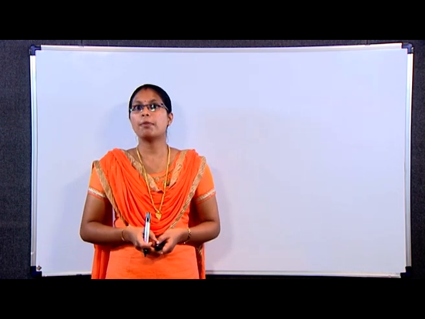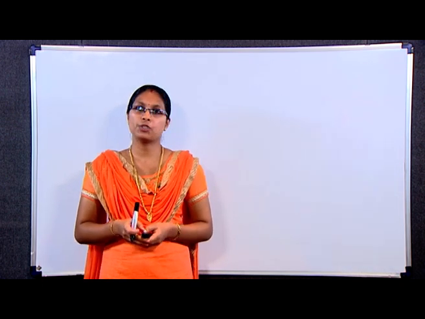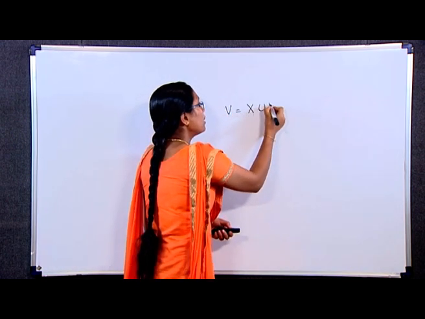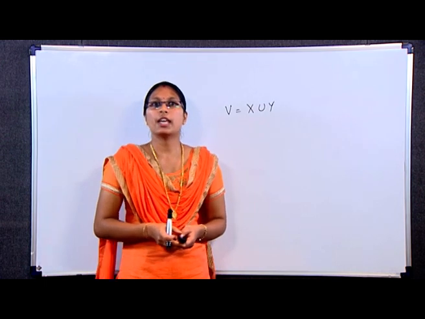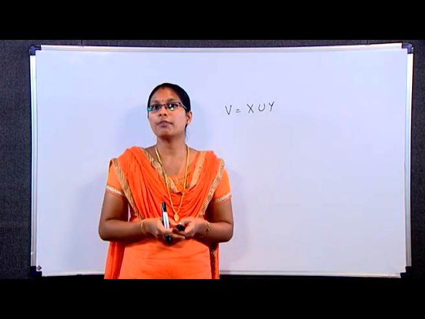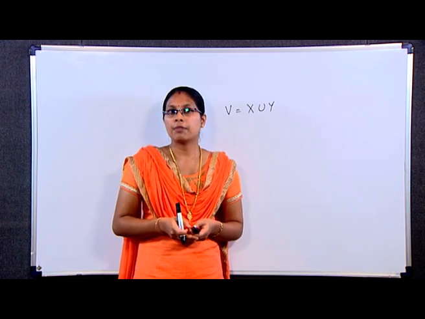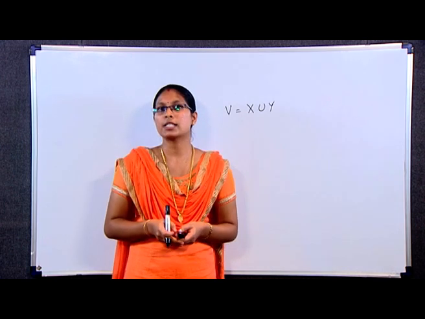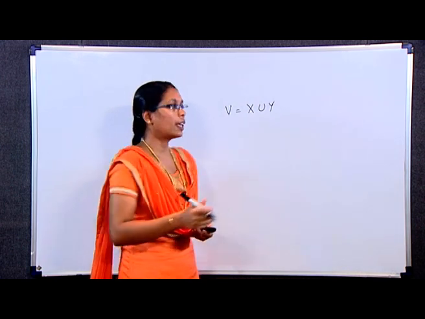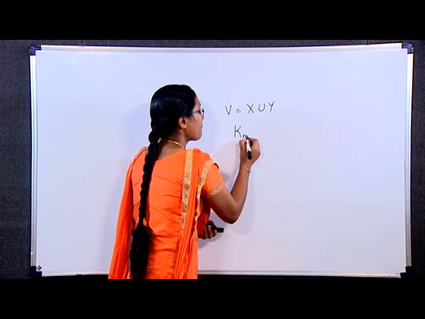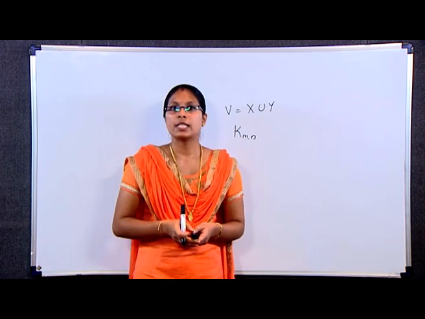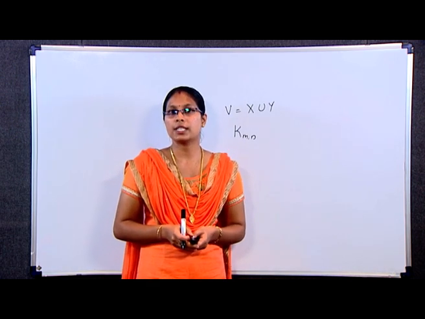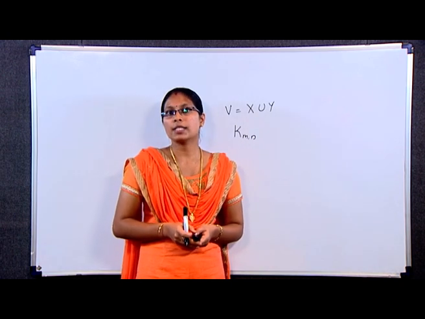Definition: a complete bipartite graph is a simple bipartite graph G with bipartition V equal to X union Y, in which every vertex in X is joined to every vertex of Y. If the vertex set X has m vertices and the set Y has n vertices, such a graph is denoted by Kmn. Since each of the m vertices in X is adjacent to each of the n vertices in Y, Kmn has mn edges.